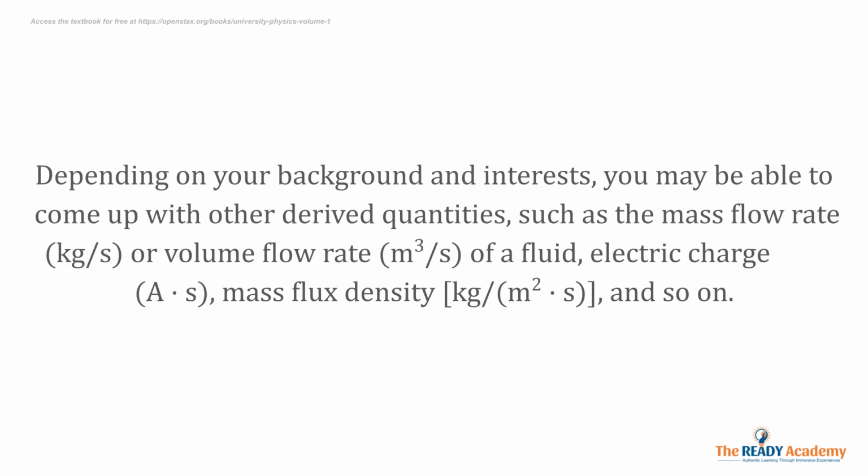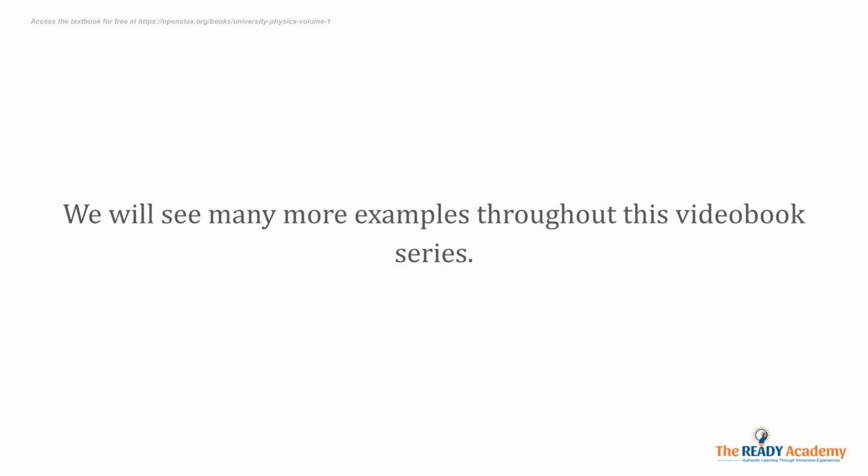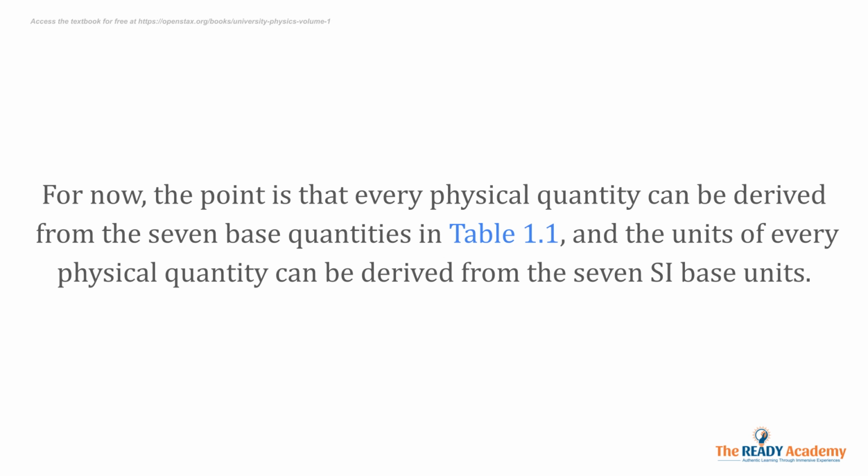Depending on your background and interests, you may be able to come up with other derived quantities such as the mass flow rate, kilograms per second, or volume flow rate, meters cubed per second of a fluid, electric charge, ampere second, mass flux density, kilograms per meter squared second, and so on. We will see many more examples throughout this video book series. For now, the point is that every physical quantity can be derived from the 7 base quantities in Table 1.1, and the units of every physical quantity can be derived from the 7 SI base units.